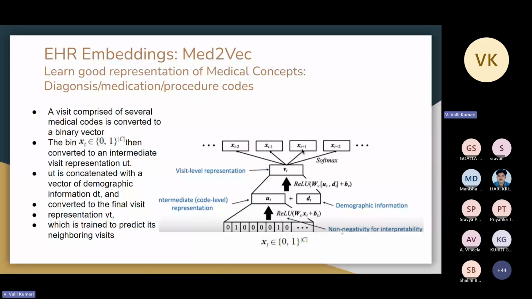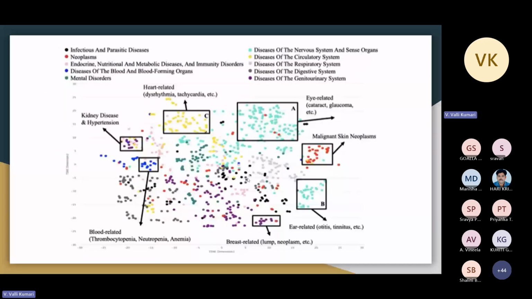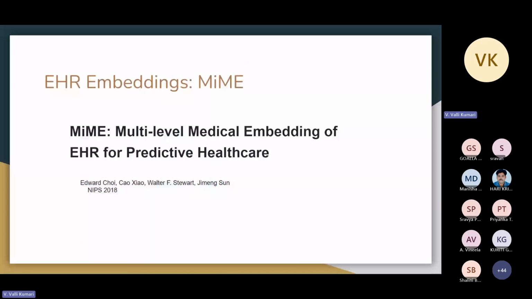So with this Med2Vec, again, you have better classification results, right? Then the next kind of embeddings are multi-level medical embedding of EHR for predictive healthcare. So what is this multi-level medical embedding?